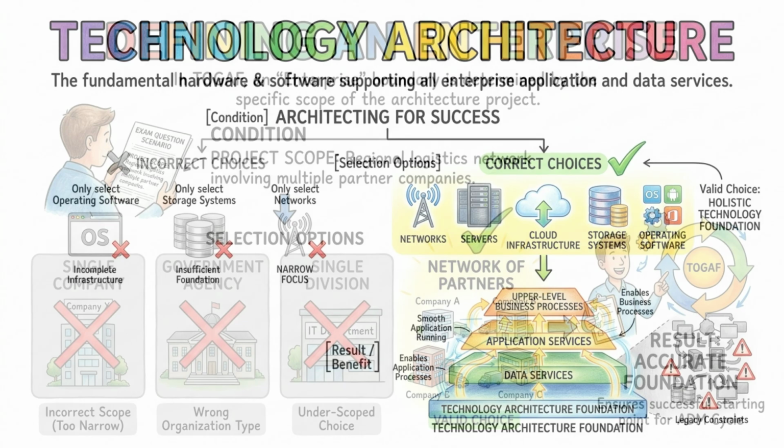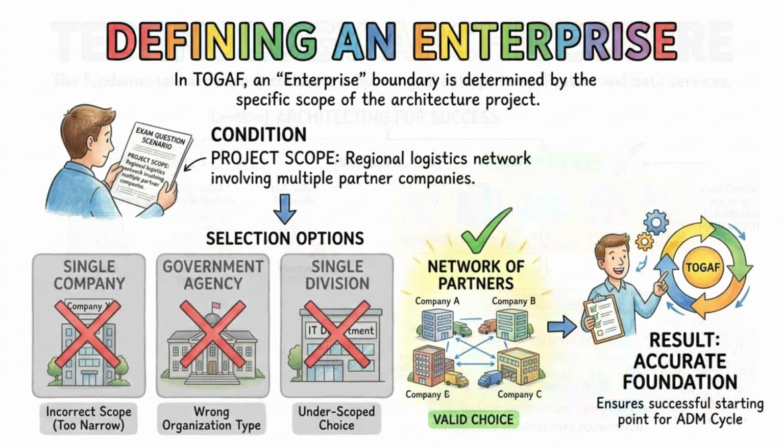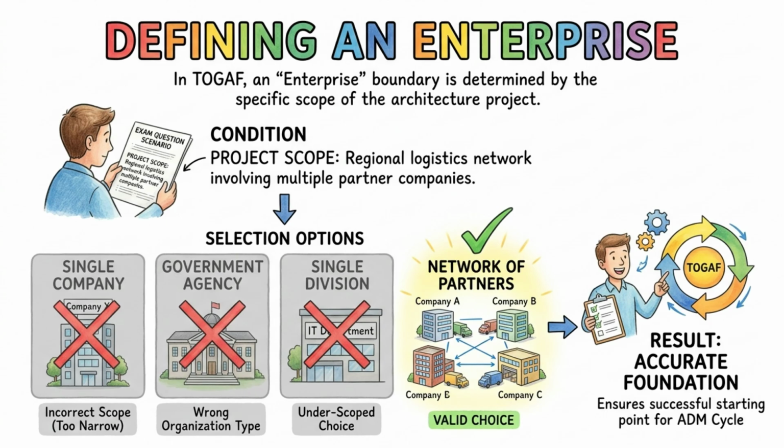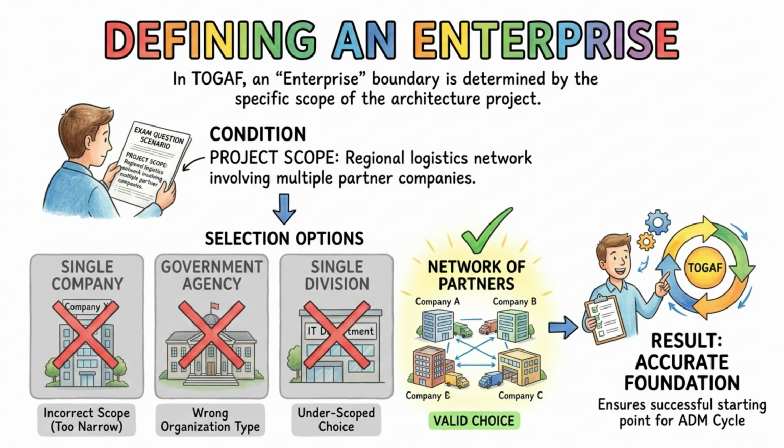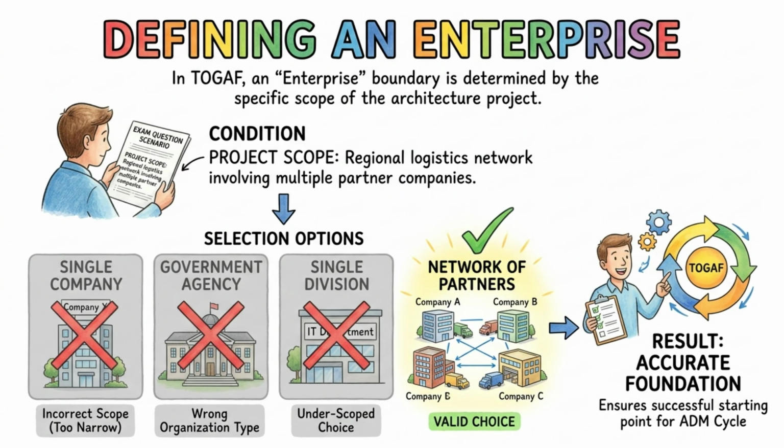A fundamental concept in the TOGAF standard is the definition of an enterprise itself, which can mean much more than just a single company. An enterprise can refer to a whole corporation, a single division, a government agency, or even a network of partner organizations working together. The boundary of the enterprise depends entirely on the scope of the architecture project being undertaken. On the exam, pay close attention to scenario details, as defining the enterprise scope correctly is always the first step.